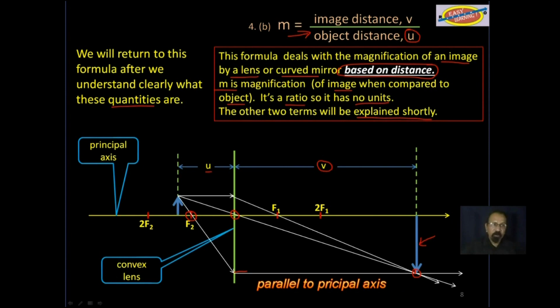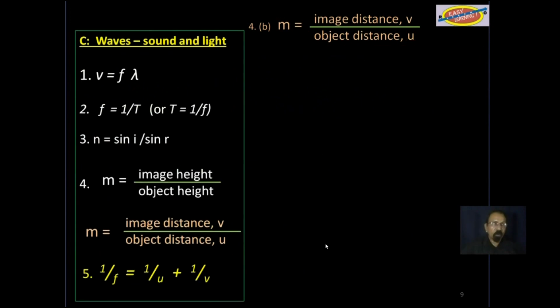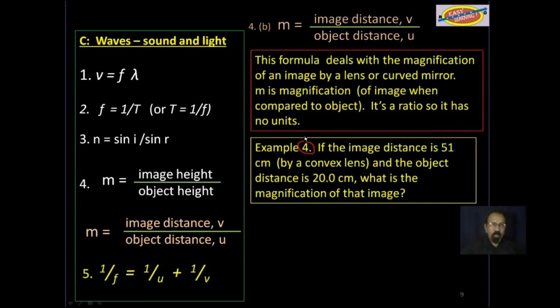In drawing a ray diagram, you do not need to draw all three of those rays. All you need would be two of them. All right, so let's get back to the formula. Example 4. If the image distance is 51 centimeters by a convex lens, and the object distance is 20.0 centimeters, what is the magnification of the image?